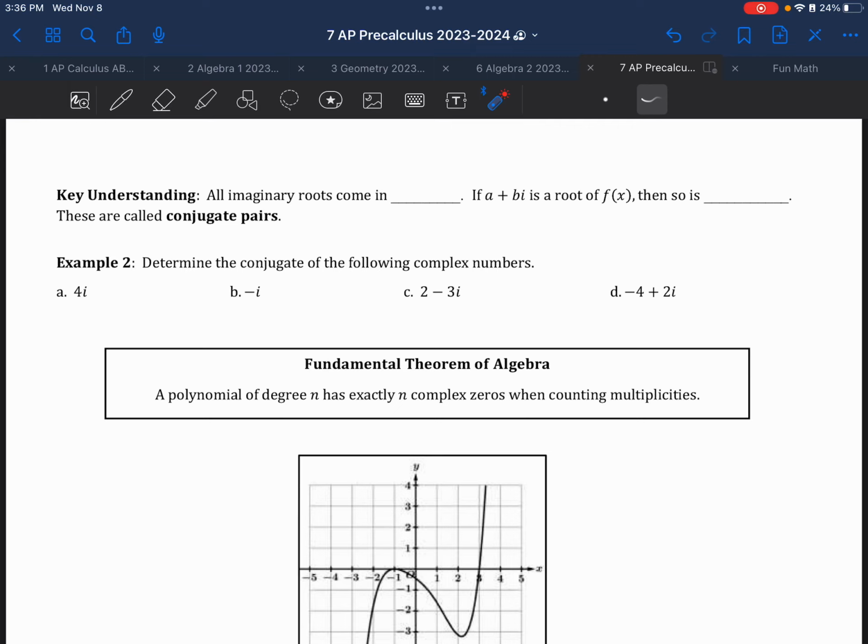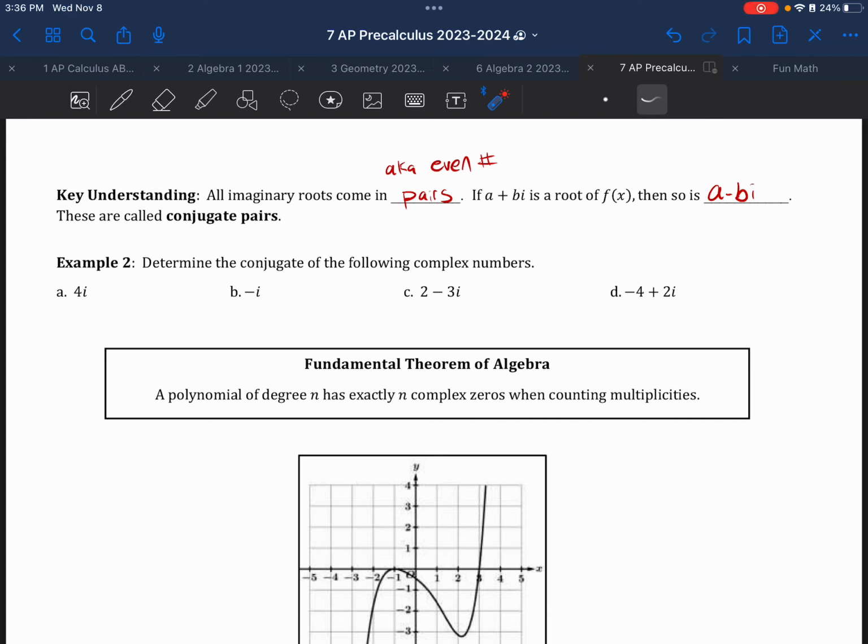So this is another key understanding. All imaginary roots come in pairs. There's always 2 imaginary roots, or 4 imaginary roots, or 6. You'll never have 1 imaginary root, or 3. You'll never have odd numbers. So all imaginary roots come in pairs, aka there's even numbers of them, right? If you have a plus bi as one root, then the other root must be a minus bi. That's known as a conjugate pair. Again, conjugate just means that you switch the sign from a minus to a plus, and it's a pair because there's 2 of them. 1, 2. So conjugate pairs. All right, let's dive into example 2.